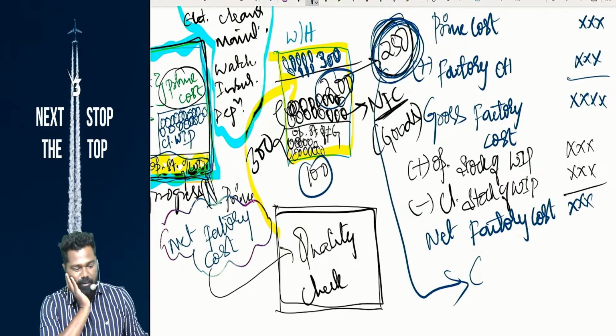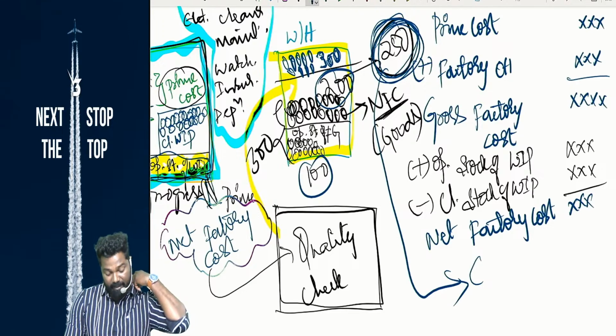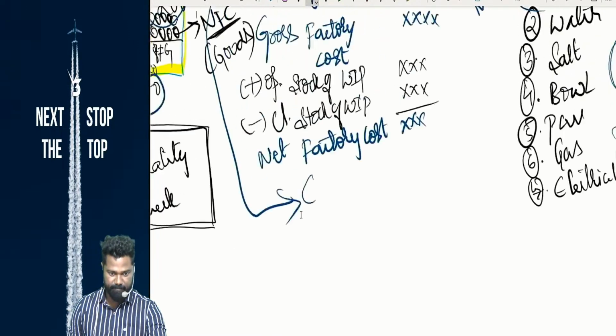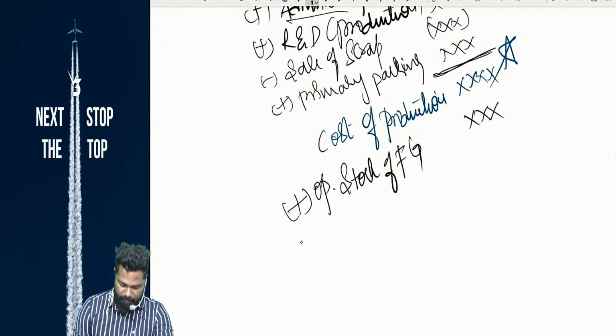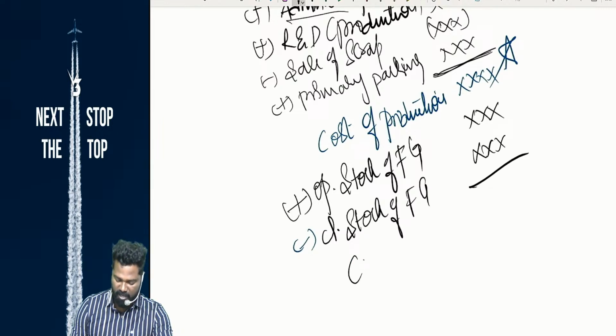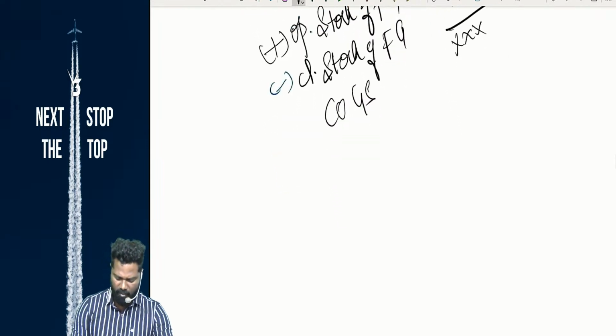Pakka? Yes or no? Chalo, tell me according to your cost sheet, after adding all these three things, after adding all these three, where is that? Opening stock of FG minus what? Yes, minus closing stock of FG. Tell me, whatever we get is nothing but called as what? Cost of goods sold. Correct, you know? Okay. Then what?